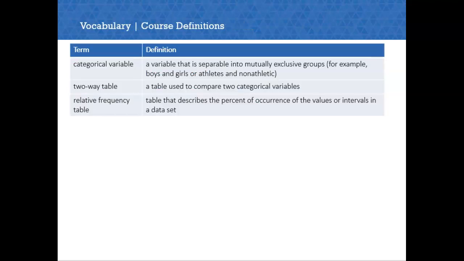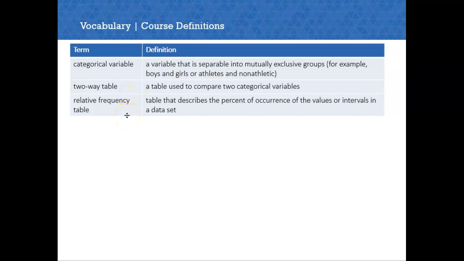There are some new vocab words that we need to know moving into this lesson. The first is a categorical variable. And this is a variable that is separable into mutually exclusive groups. So for example, boys and girls, athletes and non-athletes. A two-way table is a table that is used to compare two of these categorical variables. So a table might be comparing boys versus girls or athletes versus non-athletes.